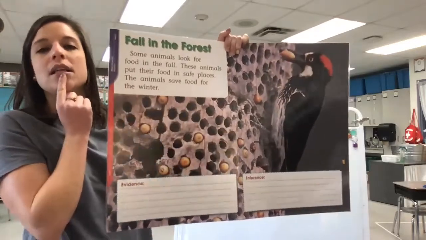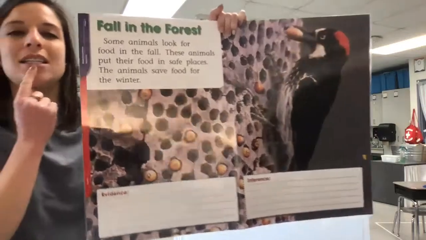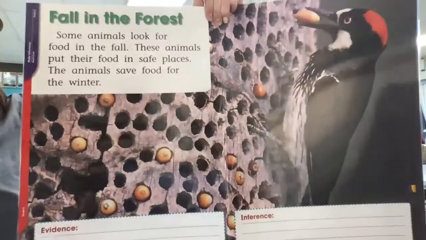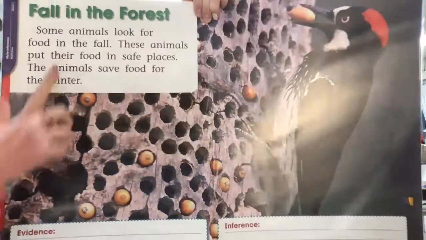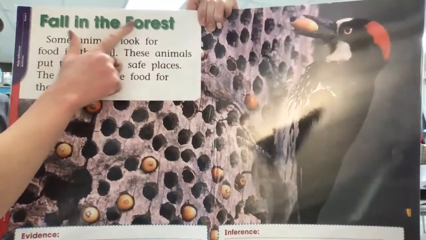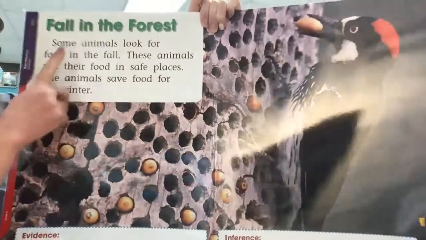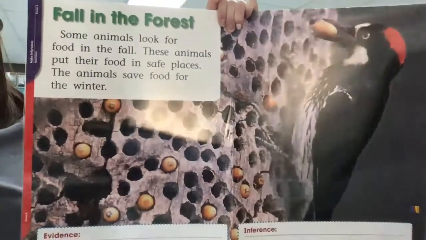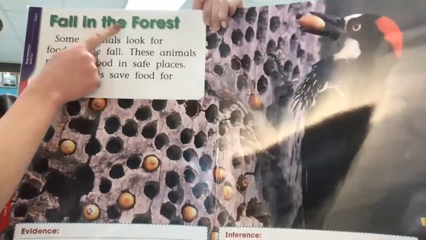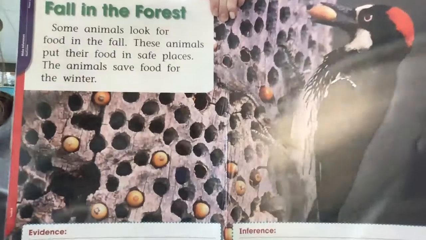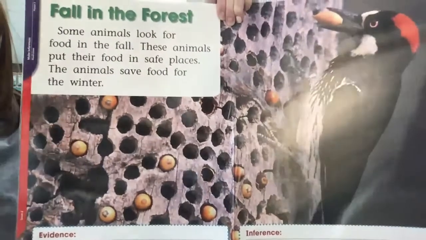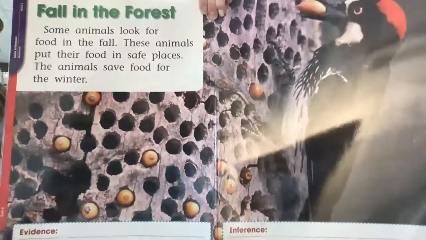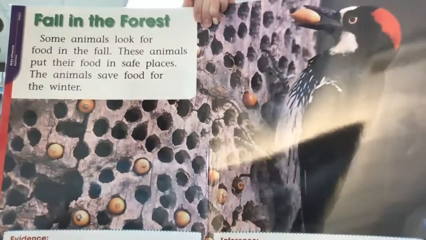All right. Let's go ahead and read the words and see if reading the words match the pictures and help us make inferences to understand. The title says, Fall in the Forest. Fall in the forest. So can you help me count the words in that title? 1, 2, 3, 4. All right, fall in the forest. So in my brain, I'm already thinking, okay, it's the season of fall. All right, now let's read what the words say.